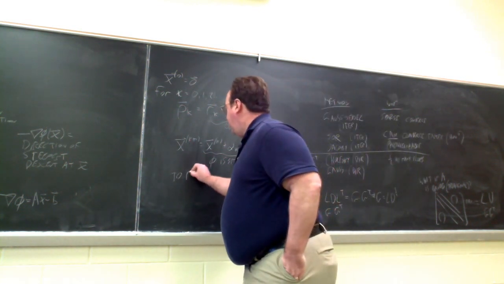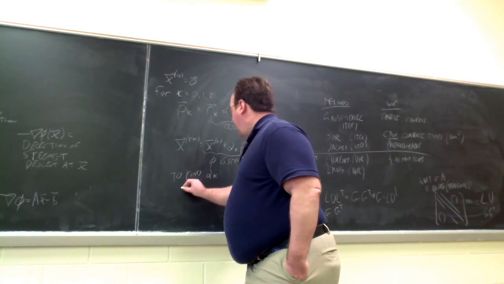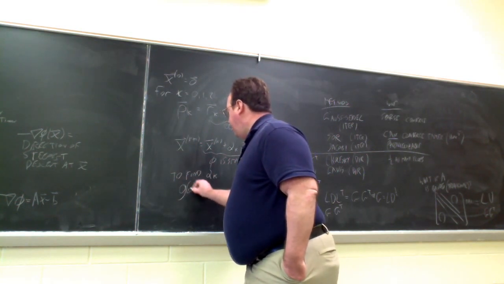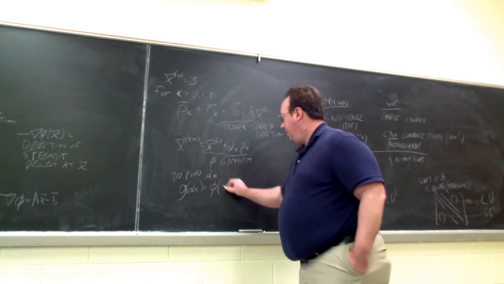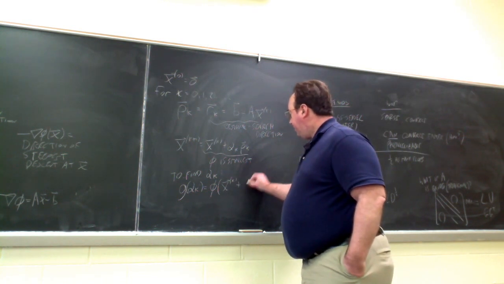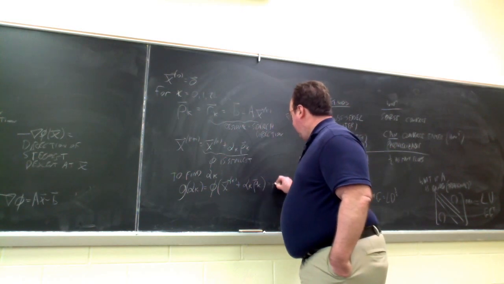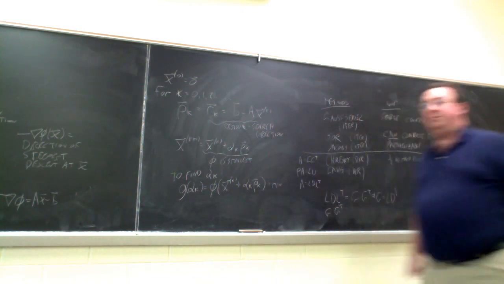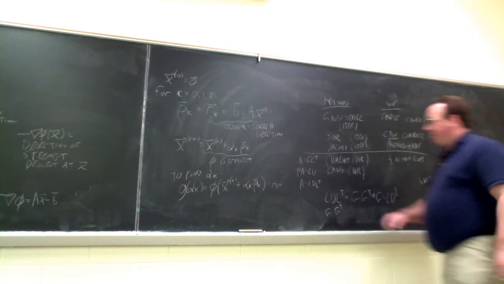To find alpha k, I will define a new function. I'll call it g of alpha k, which is phi of xk plus alpha k pk. And we want that to be a minimum. So xk is set in stone. pk is now set in stone. The only thing that's unknown is alpha k. And we want to minimize that.